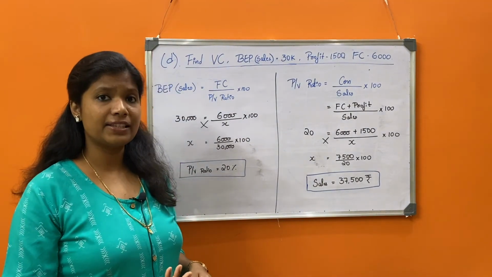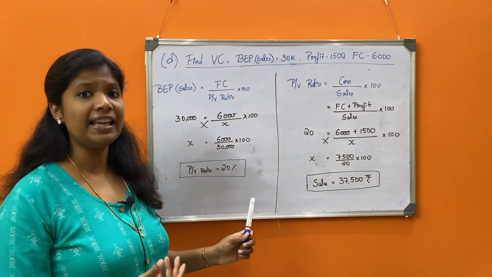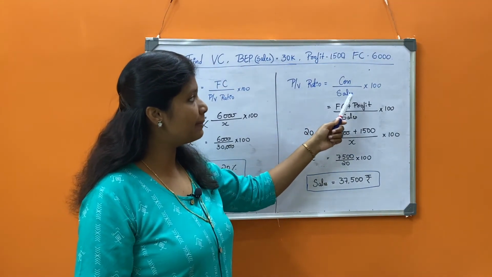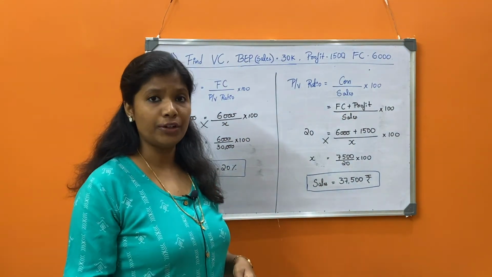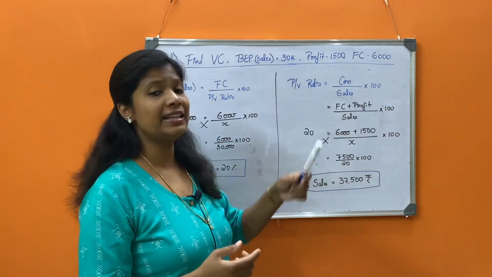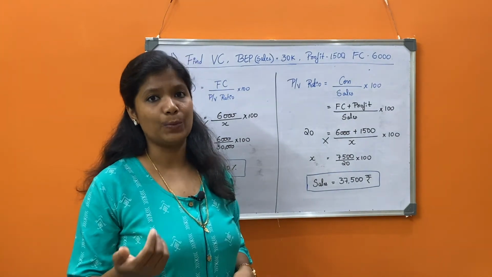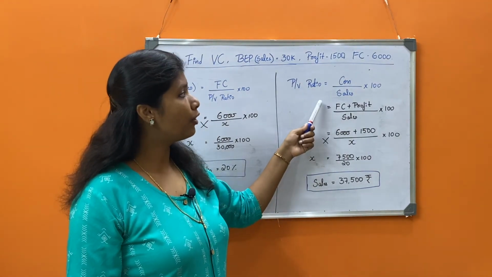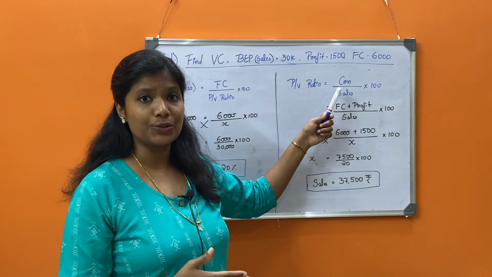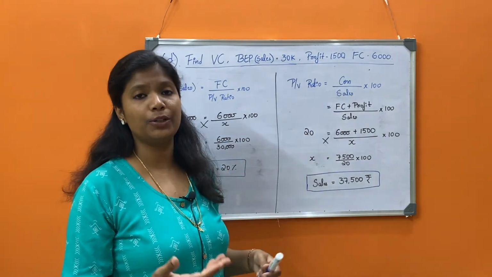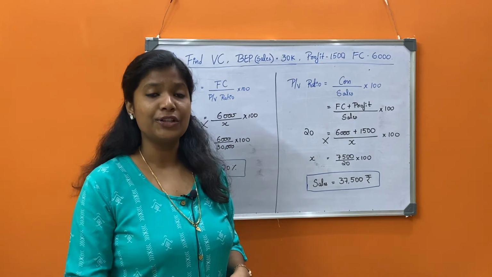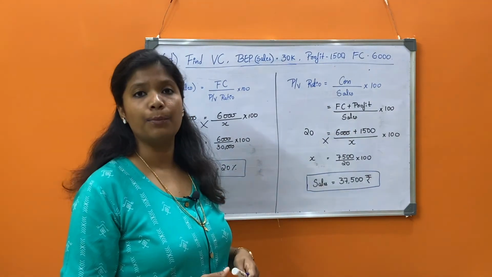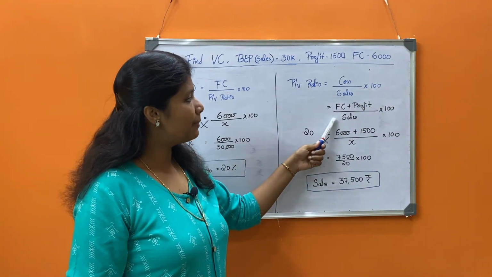Now, using PV ratio, let's find out the sales amount. What is the PV ratio formula? Contribution divided by sales into 100. I have already explained to you contribution can be sales minus variable cost or fixed cost plus profit. Here we cannot use contribution equals sales minus variable cost because we do not know what our sales is. So, the alternate formula to find out the contribution is fixed cost plus profit, divided by sales into 100.